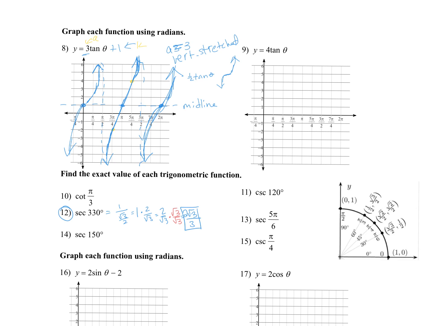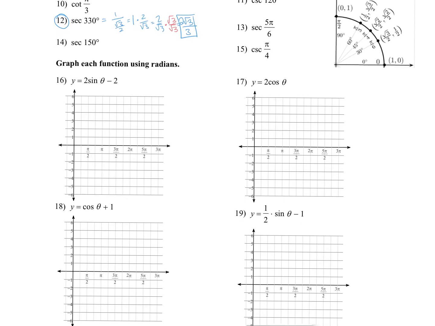So I believe we did 16 and 18 in class already. So on this part, I'm going to do 17 and 19. If you've not yet done 16 or 18, you could do those and check your answers in our filled in packet. But this is 2 cosine theta, and you could think of this as having a plus 0 behind it. So there's no vertical shift. So my midline is my theta axis.